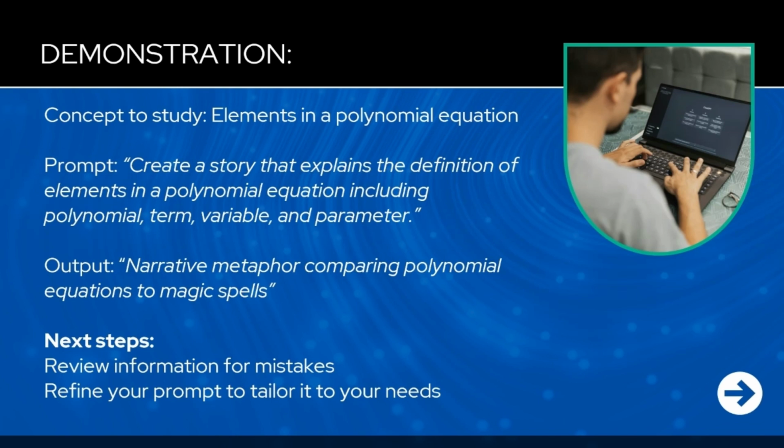Each element of the equation corresponds to an element of a spell. It explained how the properties of each element and manipulating them affected the spell or the equation. After the initial output, I had to review the information for mistakes by comparing them to credible sources like a textbook. Then you refine your prompts to tailor it. Maybe it has too many details, or it left out an element that I know I want to include in my study guide.